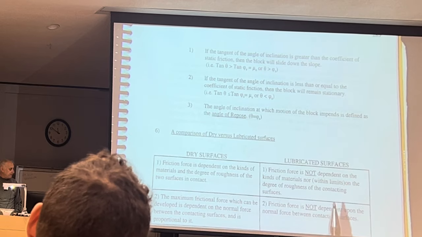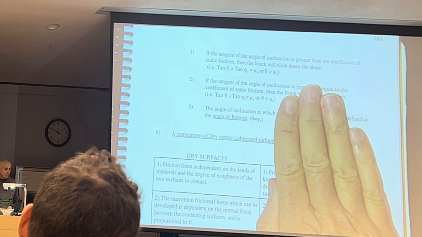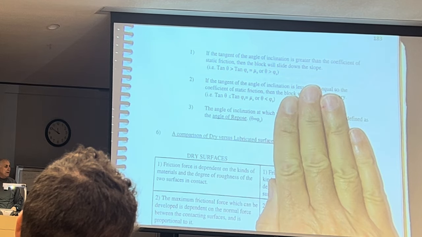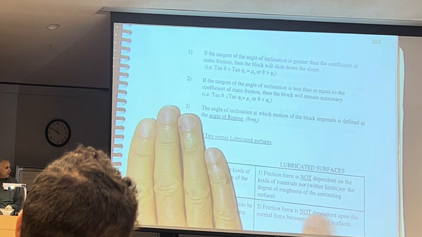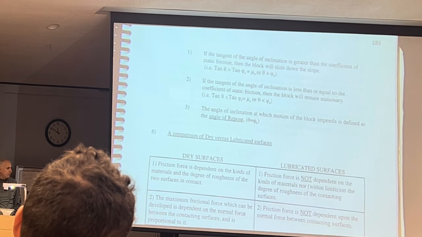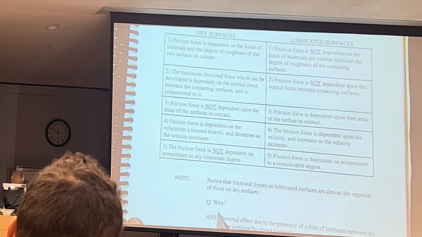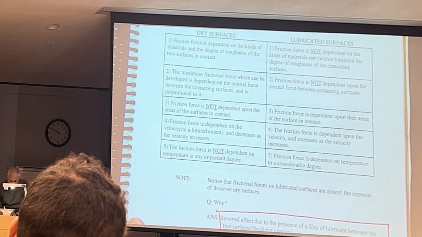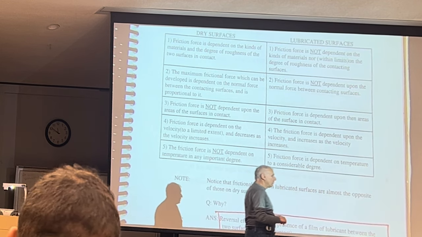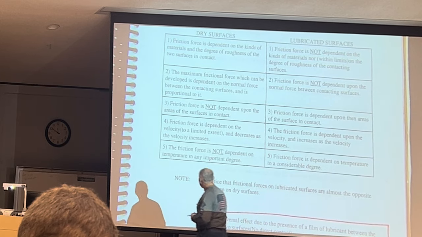Dry versus lubricated. So we're talking about dry surfaces. These are the conditions. If you read the lubricated, it's the complete opposite. Whatever's here is opposite for lubricated surfaces. Why? This is the reason why. Because lubricated surfaces have a thin film between the two surfaces, and it causes that reversal of the dry behavior. Okay?